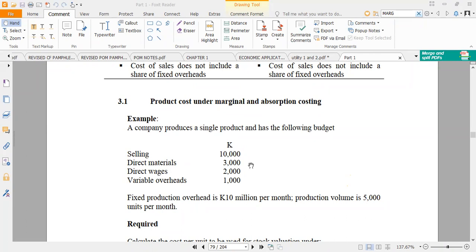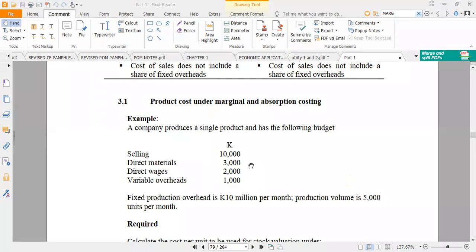The total variable cost in this case is 6,000. That is the total variable cost per unit of this product. All right, so the total variable cost per unit is actually 6,000. Now, the fixed production overhead.